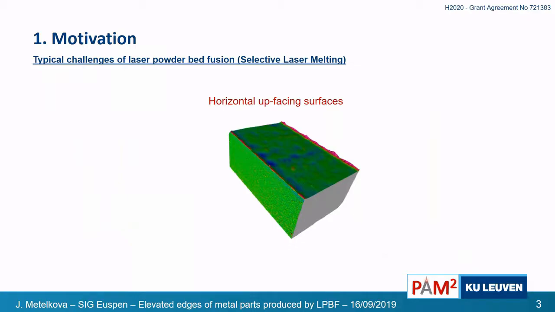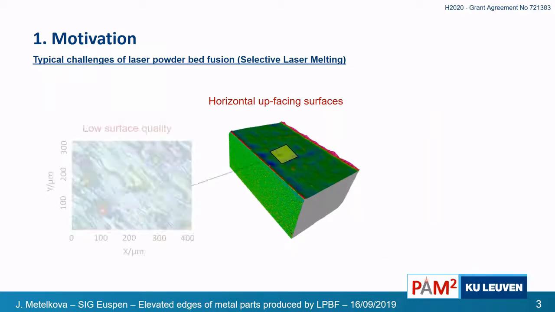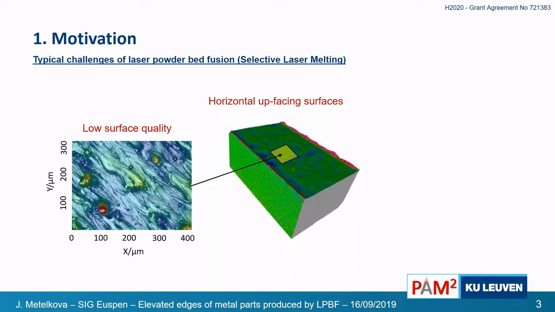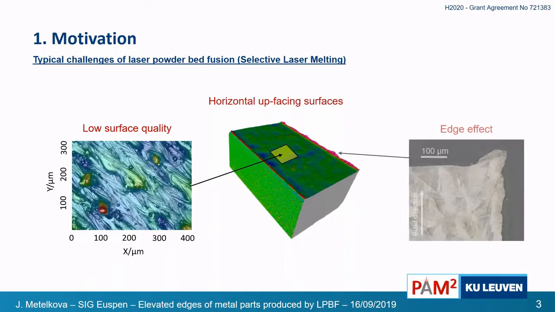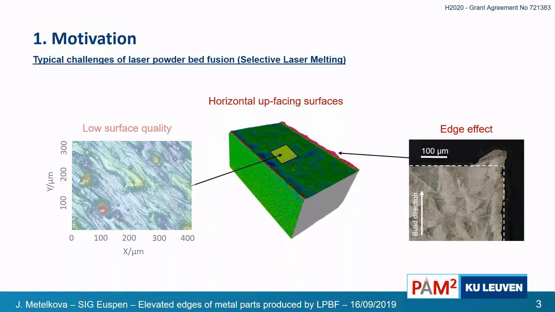For horizontal upfacing surfaces, there are two main issues. One of them is low surface quality. That, I guess, is a topic that is going to be discussed further in this conference. So all these scatters, ripples on the surface, or insufficient connection between the tracks. But the topic of this speech is about the edge effect, these build-up edges that can occur during the selective laser melting process.